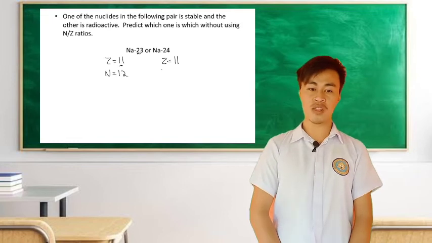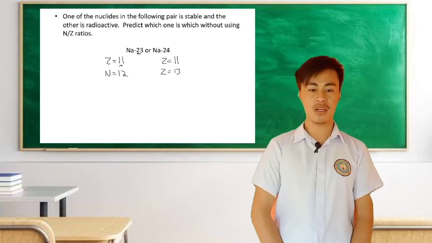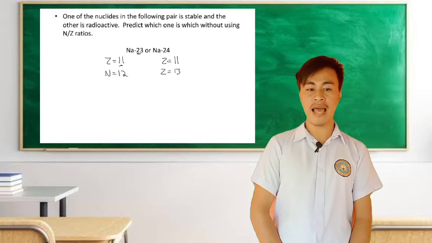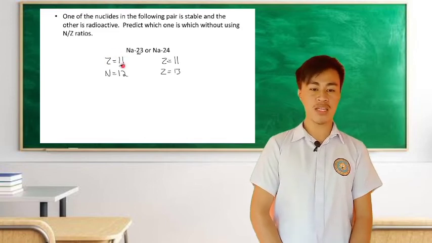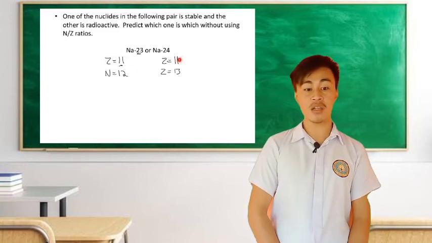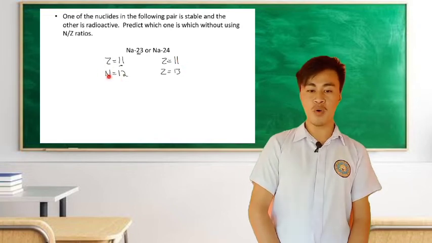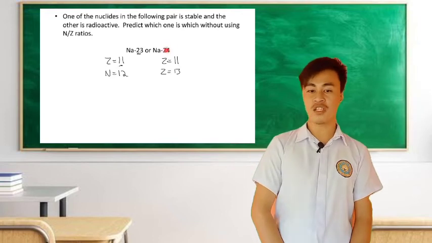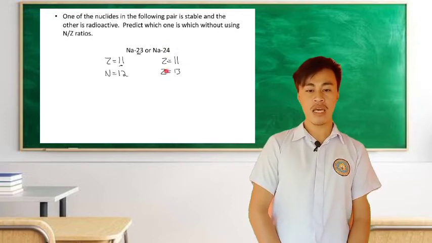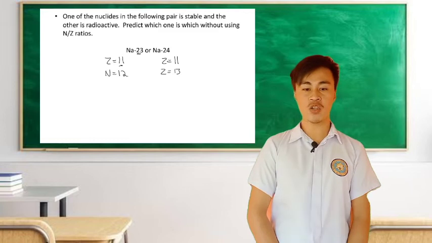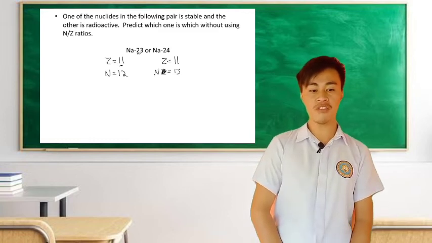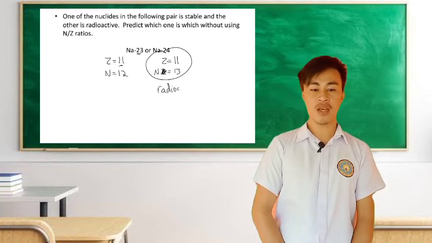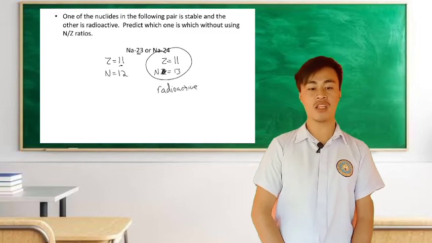I just do the mass number minus the number of protons. For sodium-23, it has 12 neutrons. For sodium-24, it has 13. So we can see I've got an odd number of protons in both cases. But because I have an even number of neutrons for sodium-23, it's more likely to be stable. In sodium-24, both its protons and neutrons are odd, so this one is more likely to be radioactive, and sodium-23 is the one more likely to be stable.